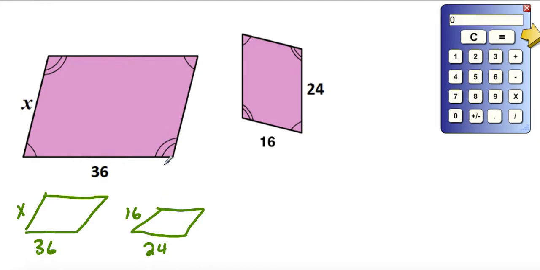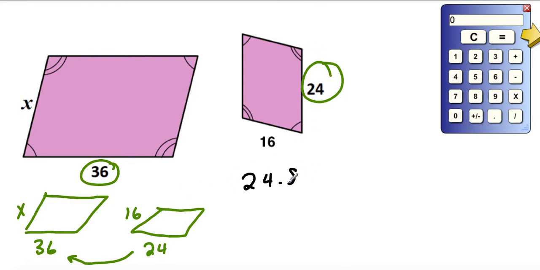Now, step 2, I'm going to find the scale factor. I'm going to have to scale up because my missing value is on my larger figure. So I know that 24 times, and again, this 24 corresponds with this 36. That's why we rotated it here. 24 times s equals 36.